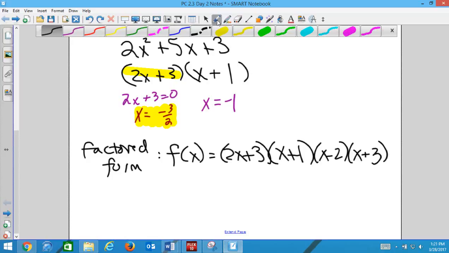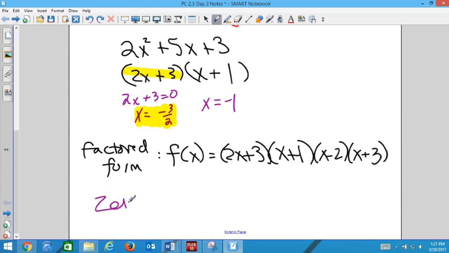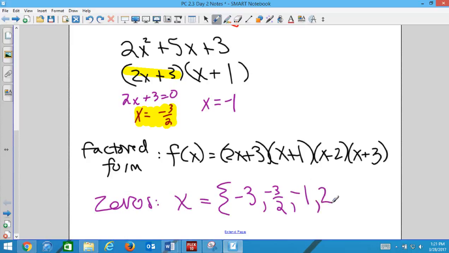And then the zeros, we're going to say x equals, and there's going to be 4 of them, so we're going to do fancy brackets, and we list them in order. So what's the smallest 0? Or most negative? Negative 3, then negative 3/2, then negative 1, and then 2. All right?